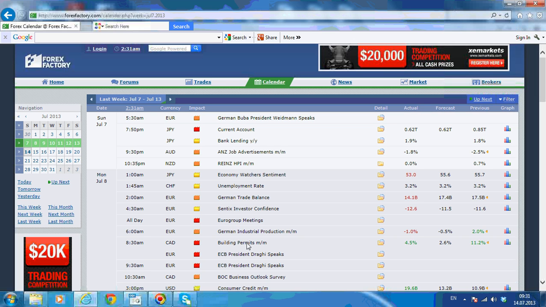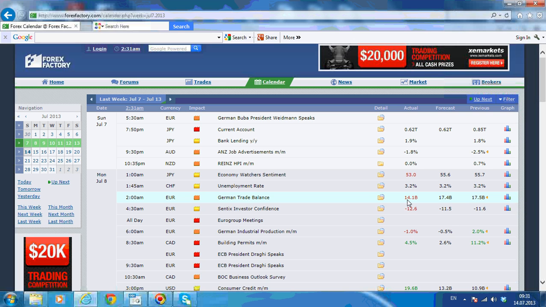Let's take a look here. For example, on this line, this is news related to the German trade balance. It is most likely to affect the euro. It is of medium importance. See, medium impact expected, and the German trade balance was forecast to be 17.4 billion. The previous was 17.5, and the actual release was 14.1 billion.